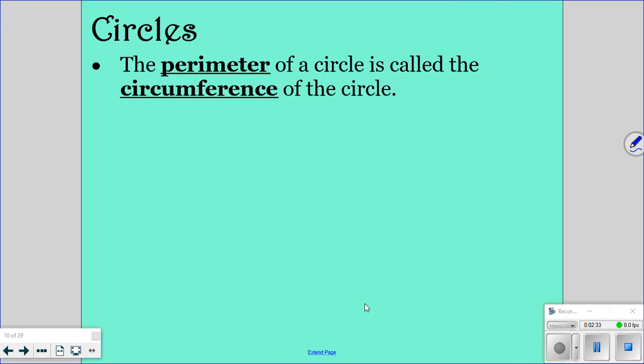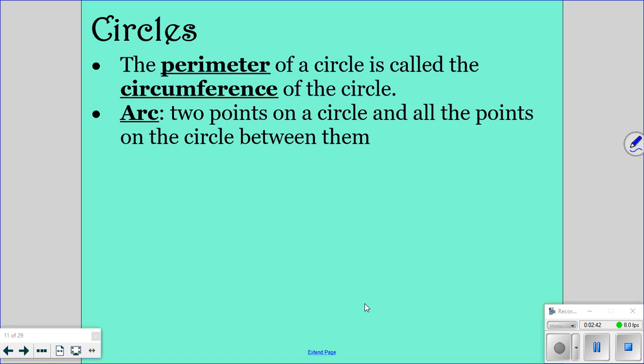So perimeter of your circle is called circumference. So you don't say, let's find the perimeter of the circle. You say, let's find the circumference. An arc, if you have a circle, you take 2 points that are on the circle, and then all of the points that are on the circle between them, this would be your arc from here over to here.